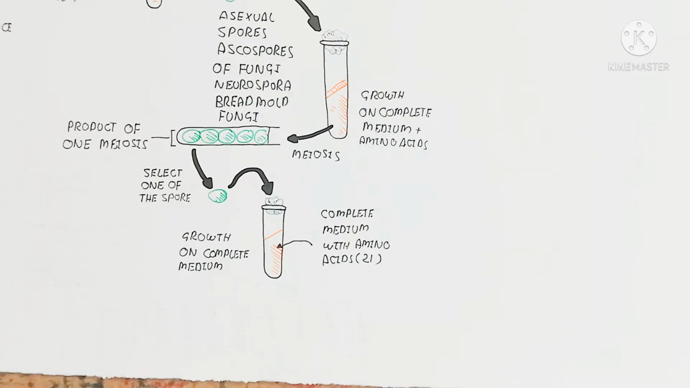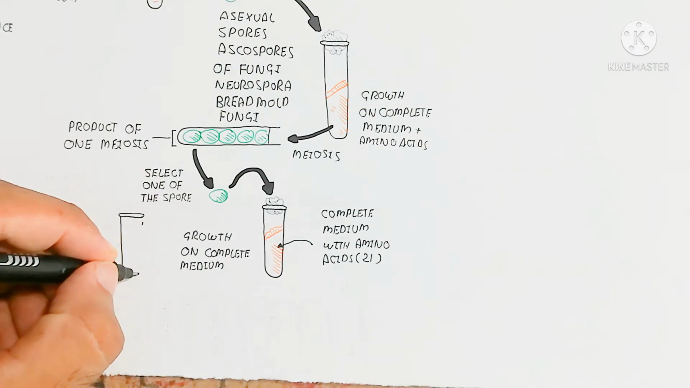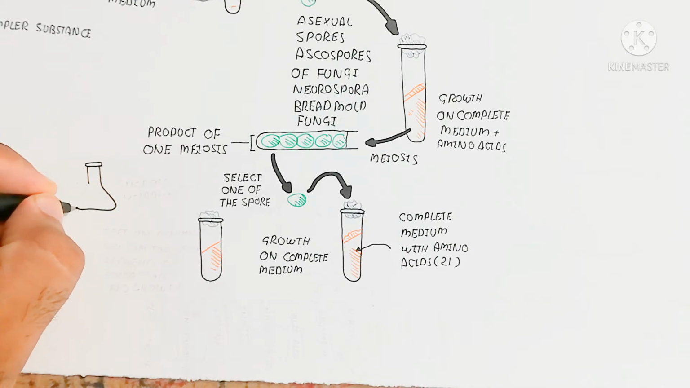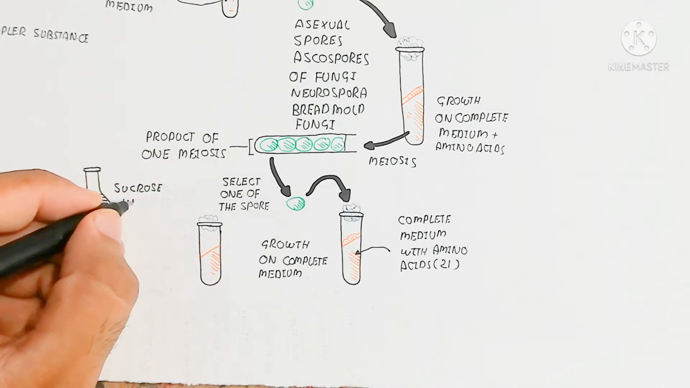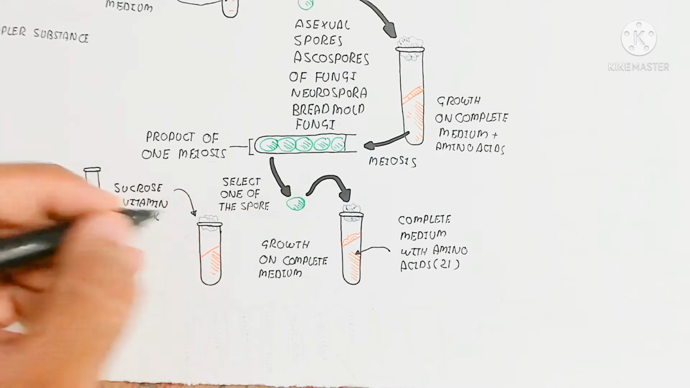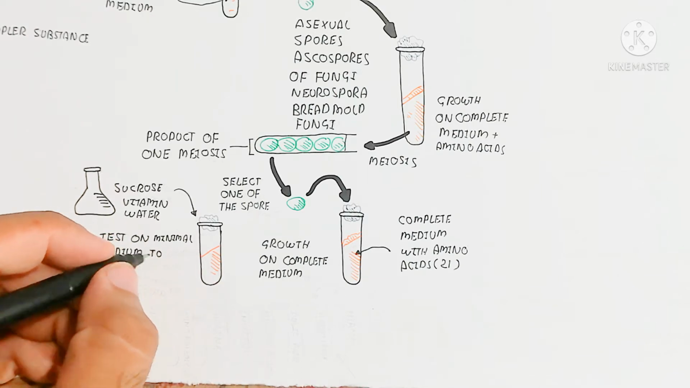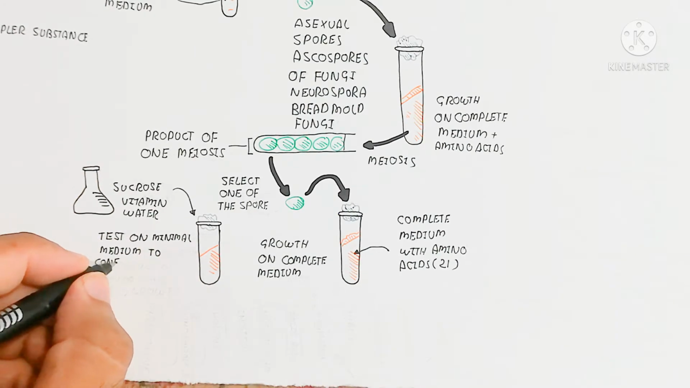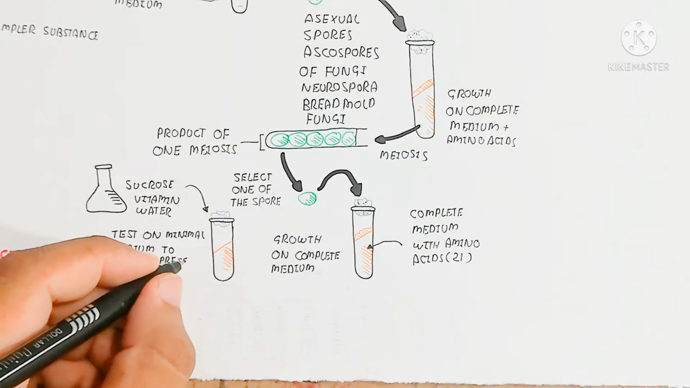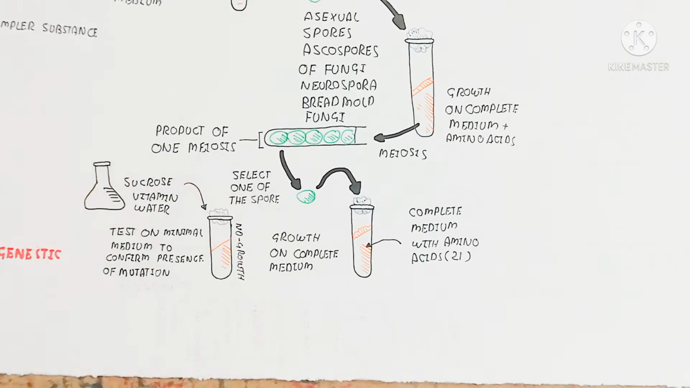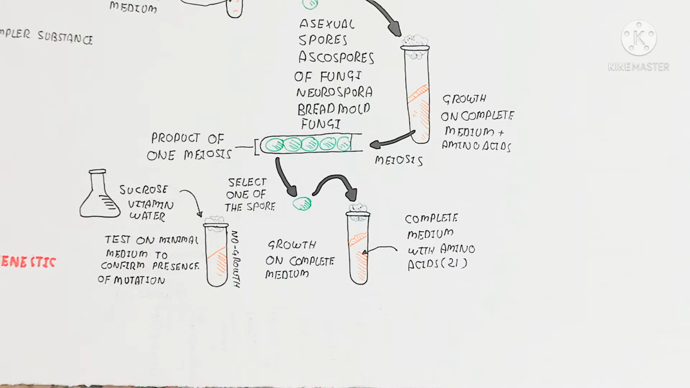So that means in the minimal medium the mutated Neurospora will not grow. Why? Because the minimal medium does not contain the complete amino acids, while the sucrose, vitamin and water allow the wild type Neurospora to grow, but the mutated Neurospora can't grow. So that means the missing growth factor is the amino acids, which are not present in the minimal medium, while the complete medium contains 21 types of amino acids. So we are confirming here that amino acids are important for the growth of the mutated Neurospora.